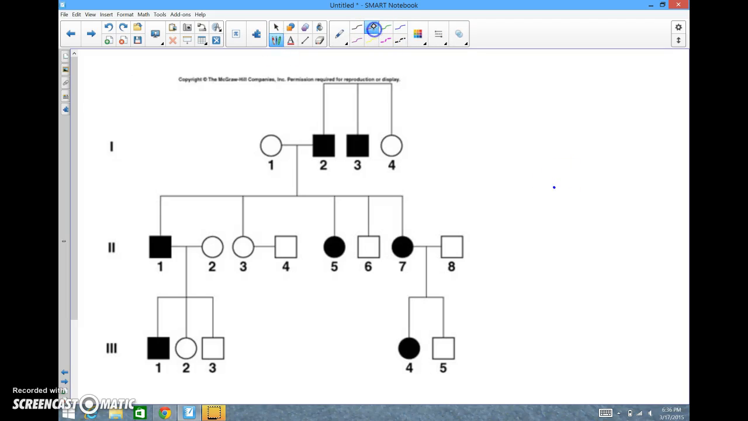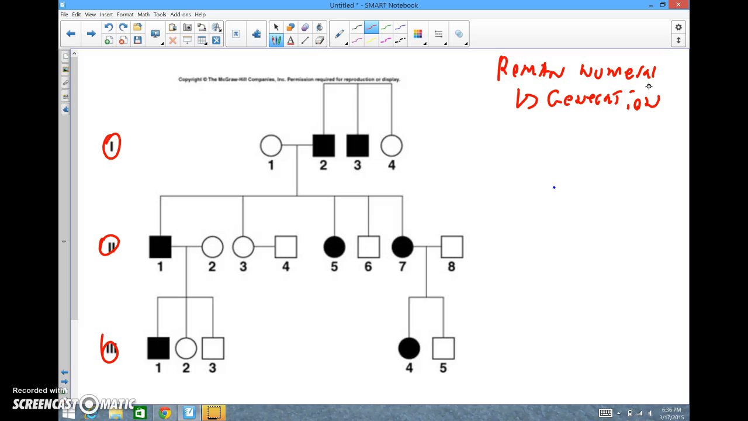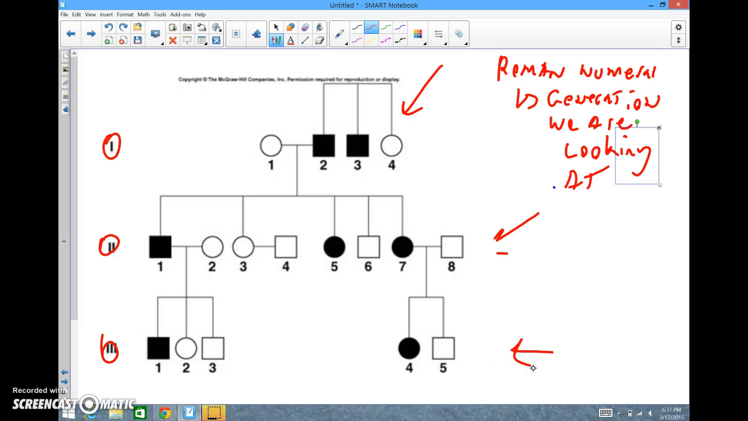Okay, so you can see here, here, and here, what we have is a Roman numeral. And what those Roman numerals represent is the generation that we are looking at. Obviously, this first generation has people that gave birth to them. The only way to get life is from other life. But this is the generation we are looking at. So for our pedigree, this group right here is our first generation. This group right here is our second generation, and this group right here is our third.